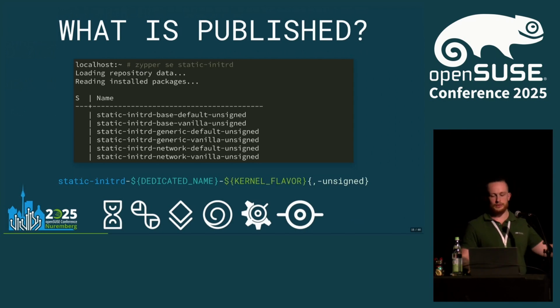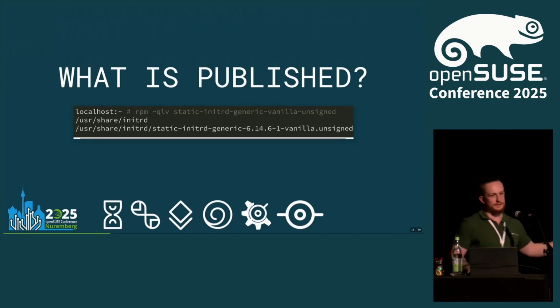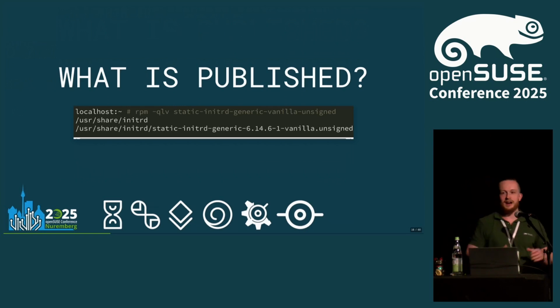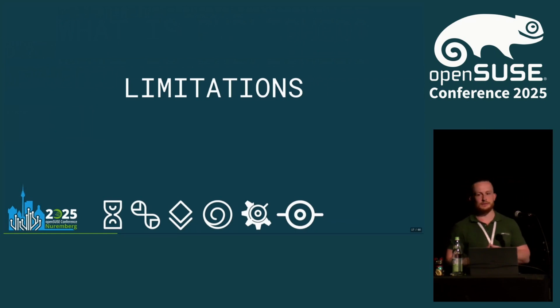Then it follows with the kernel flavors it has been built for. So for now, it builds for kernel default and kernel vanilla, and it's suffixed by unsigned, and it provides an unsigned static Initrd. And now I think you want to say that there is an issue where we provide an unsigned Initrd. Is it because we have some limitations?